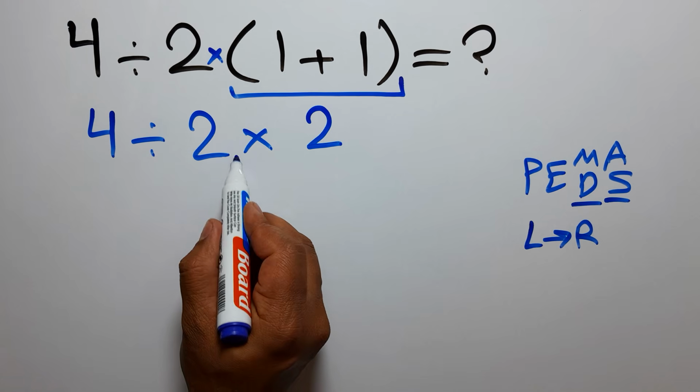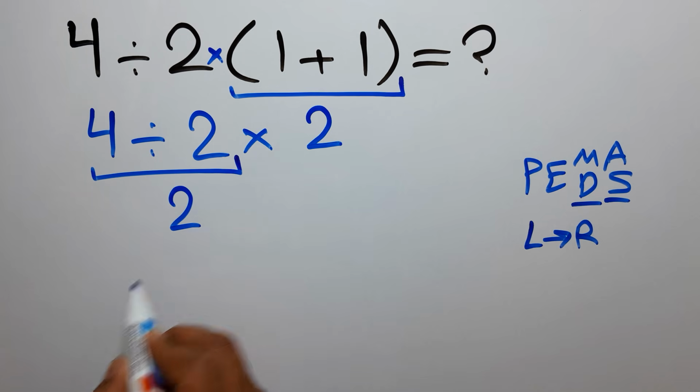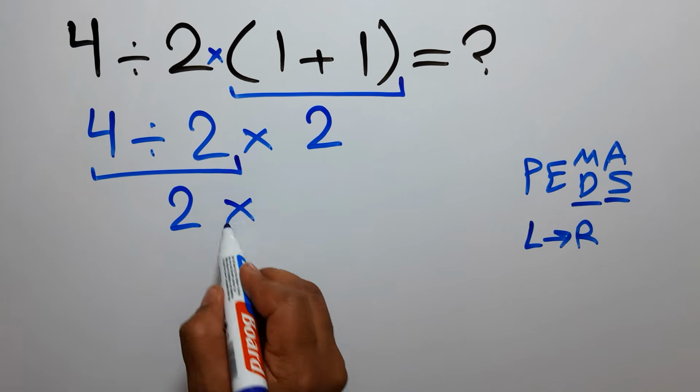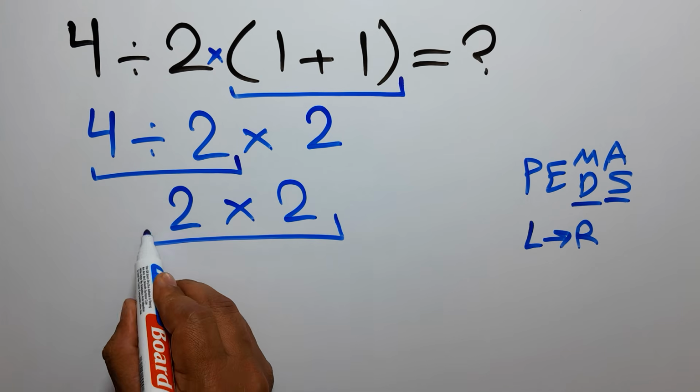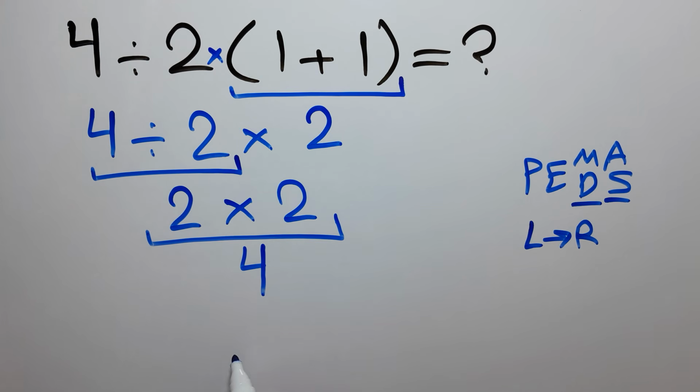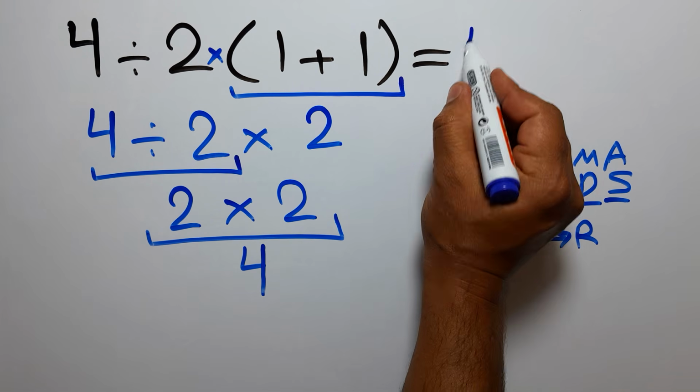4 divided by 2 gives us 2. So we have 2 times 2, which equals 4. And this is our final answer to this problem. The correct answer is 4.